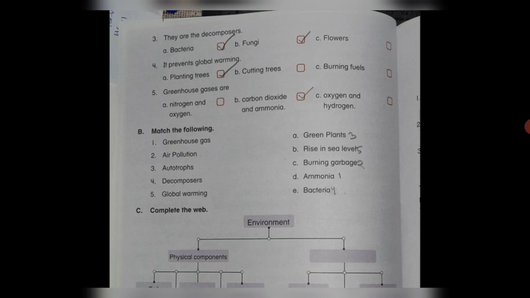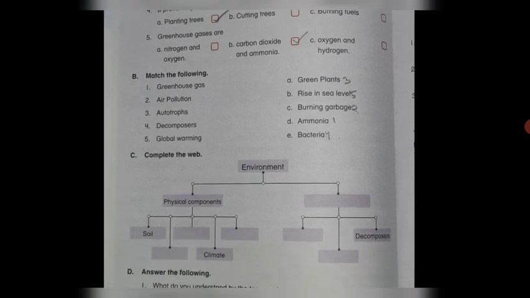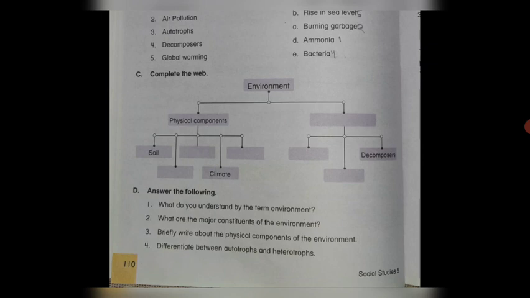Match the following: greenhouse gases, ammonia. Air pollution, burning of garbage; due to burning garbage, air pollution occurs. Autotroph is green plants, meaning they prepare their own food. Decomposer means bacteria. And global warming, rise in sea level. Okay, so now answer the following questions.